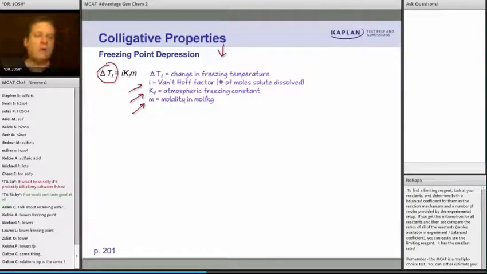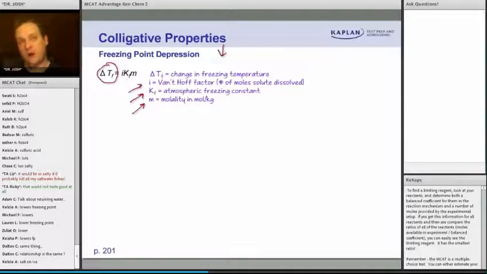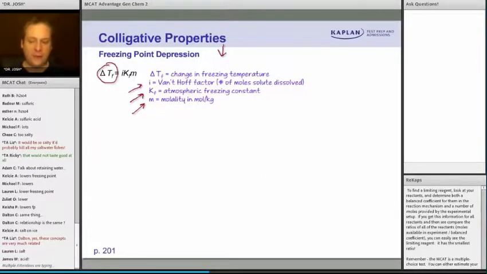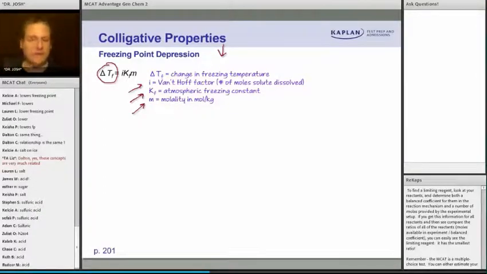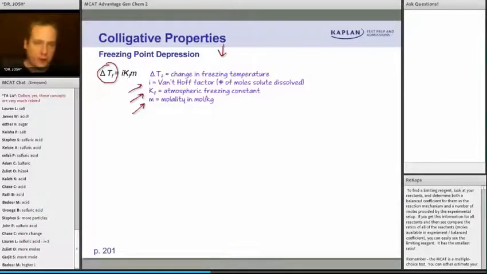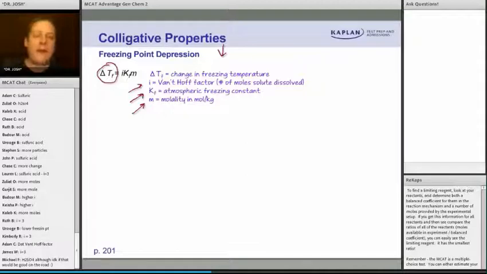So again, if you were running the city and you were in charge of making sure that things didn't freeze, which would be better to put on the road? Sugar, salt, or sulfuric acid? Which one theoretically would be better? Sugar, salt, sulfuric acid. Yeah, sulfuric acid. Why would an equal amount of sulfuric acid be a better choice for lowering the freezing point so that water didn't form ice? It has the bigger Van't Hoff factor. More bang for your buck.